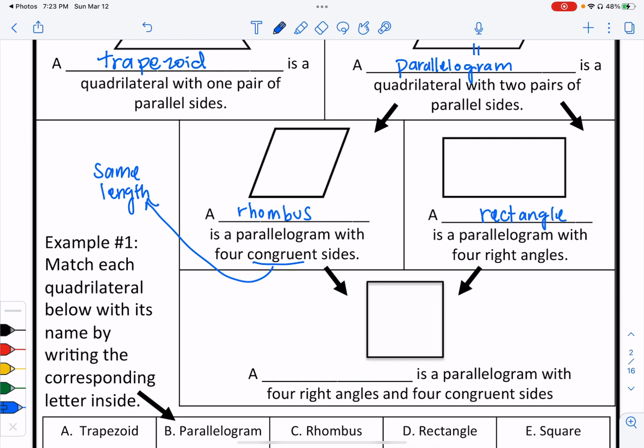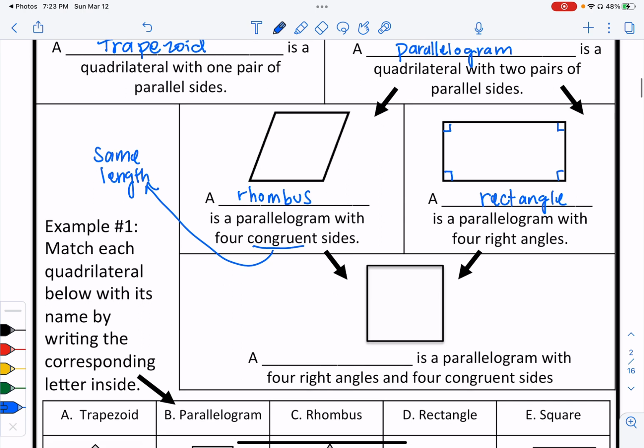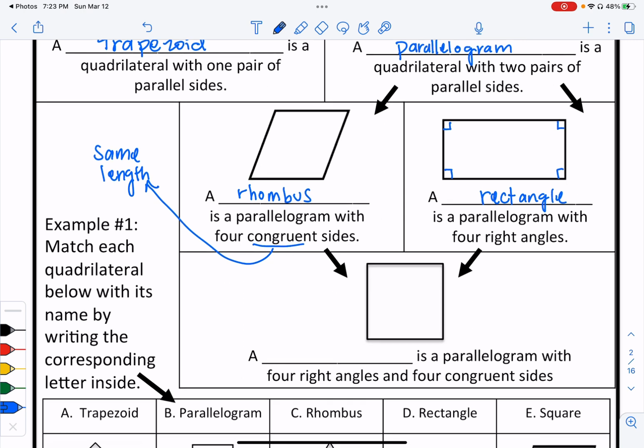Okay, a rectangle is a parallelogram with 4 right angles. This is a right angle, this is a right angle, this is a right angle, and this is a right angle. A square can actually be defined as a rhombus and a rectangle, as well as a parallelogram, because it is a parallelogram with 4 right angles and 4 congruent sides. Again, remember, you can pause these videos at any time to catch up with the notes.